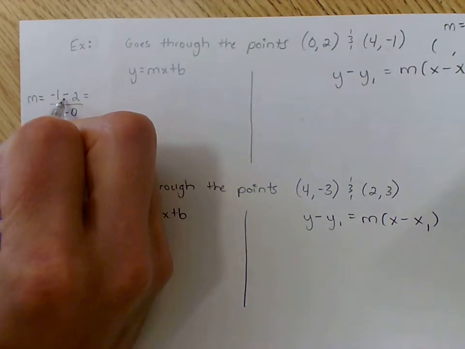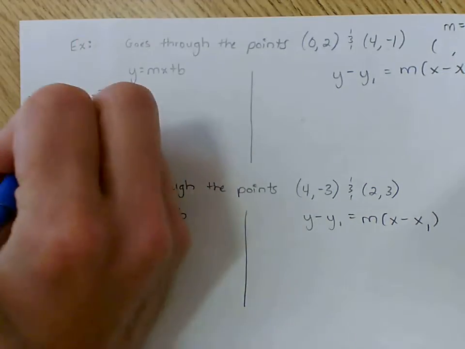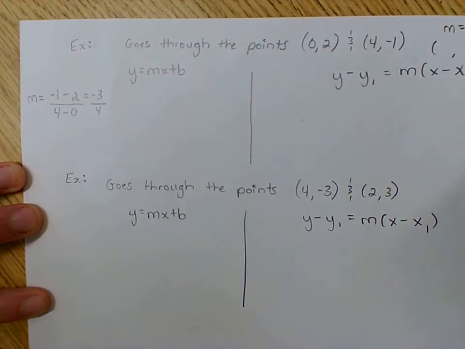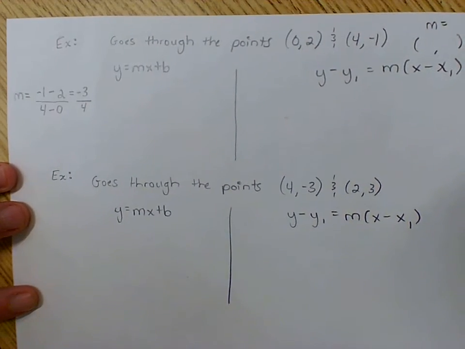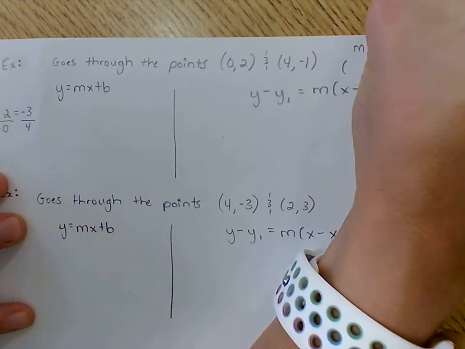Okay, and then I just simplify. So -1 minus 2 is -3. And then on the bottom, 4 minus 0 is 4. And then that won't simplify without getting a decimal, so I'm going to leave it just the way it is. Okay, so that's my slope. So now I have my slope. I'm going to write it over here.